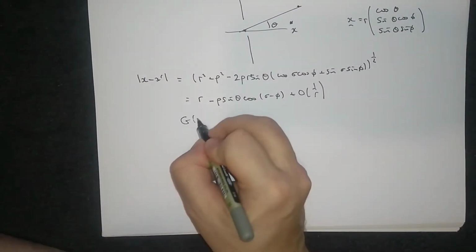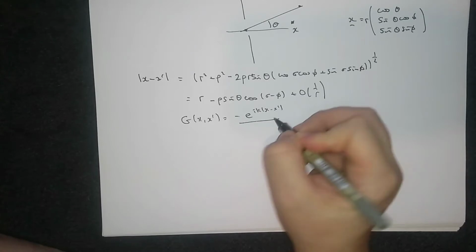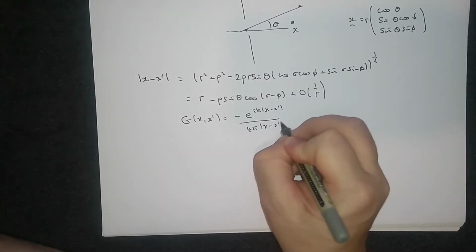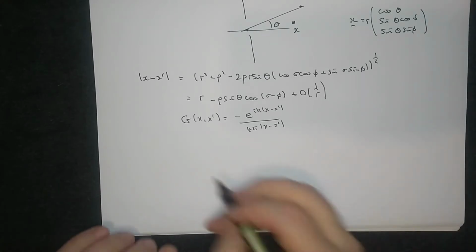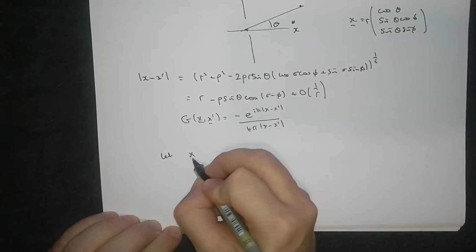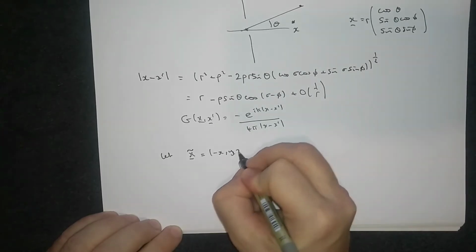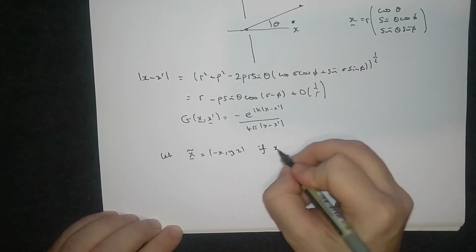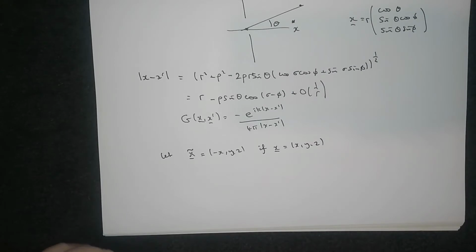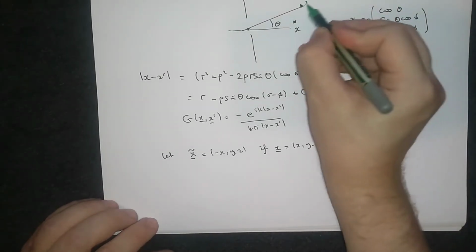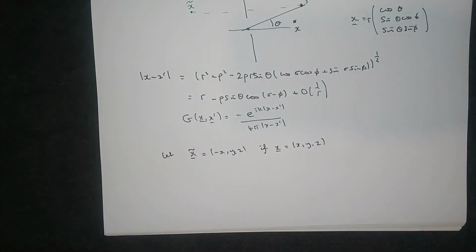Okay, so g of x and x prime is minus e to the i k mod x minus x prime over 4 pi mod x minus x prime. That's the Green's function. Now let x tilde be minus x, y, and z if x is x, y, z. So if that point is x, then this point is x tilde. It's the reflection in the boundary.